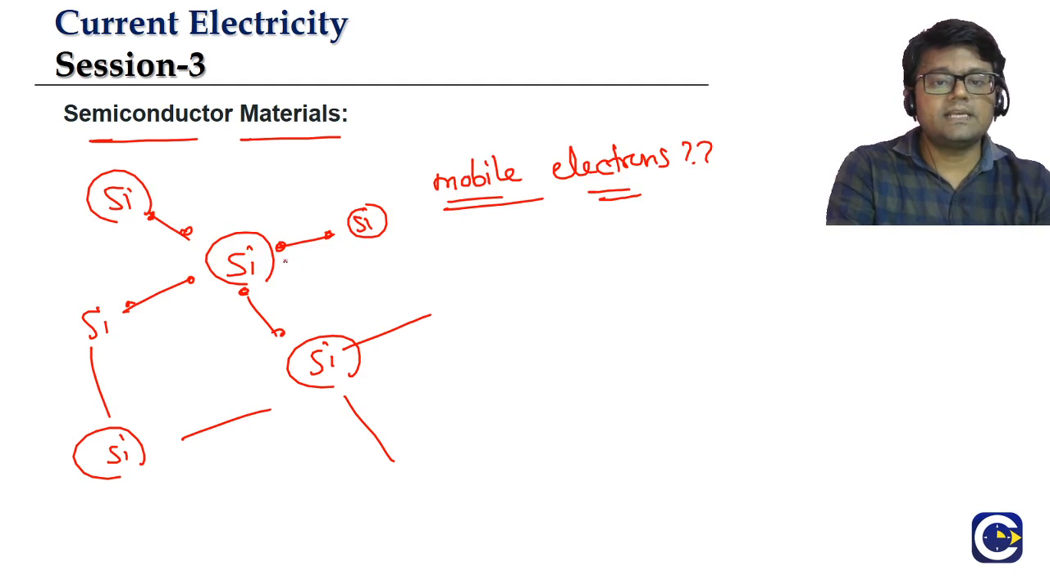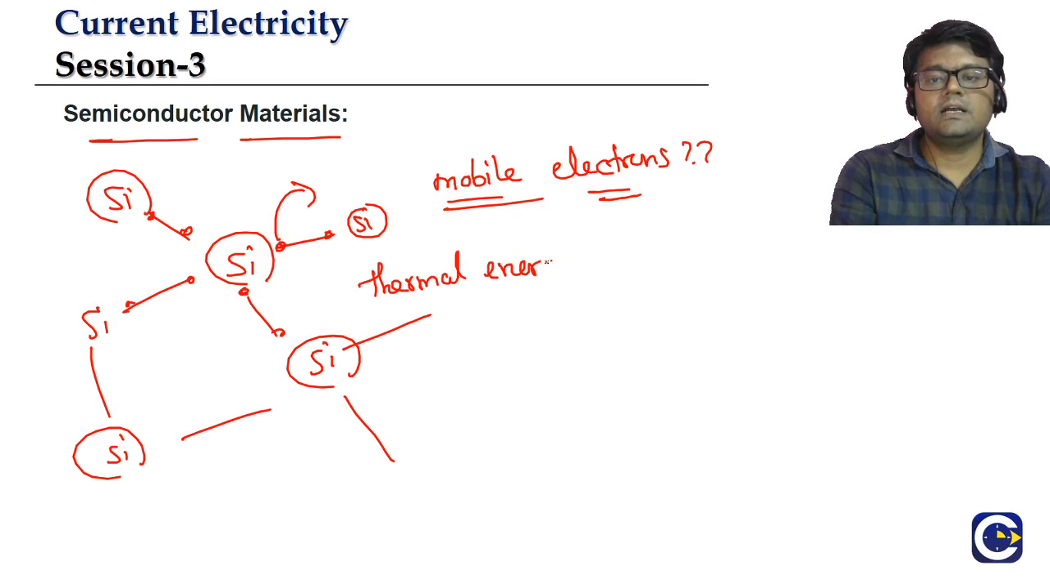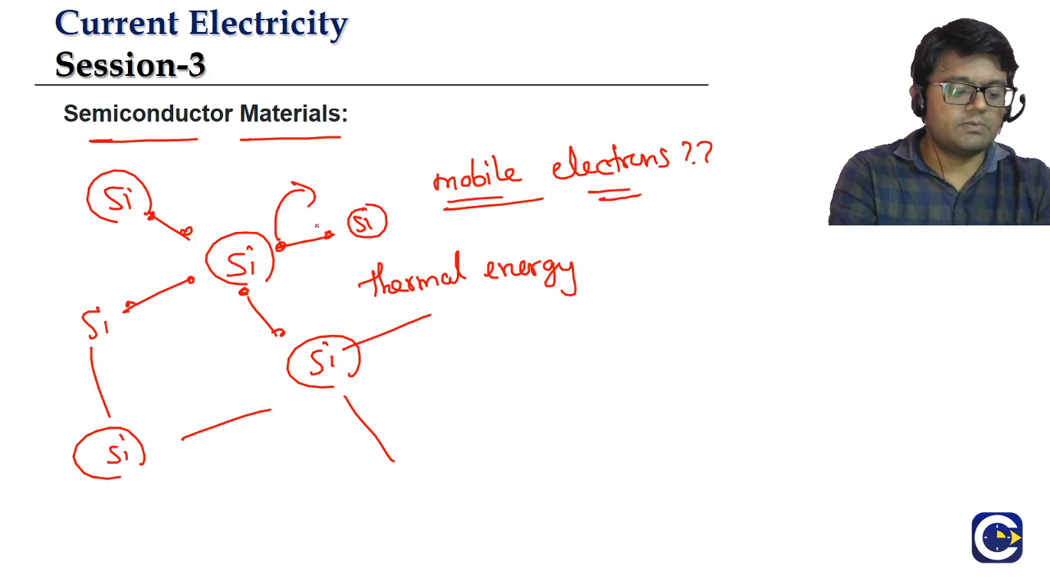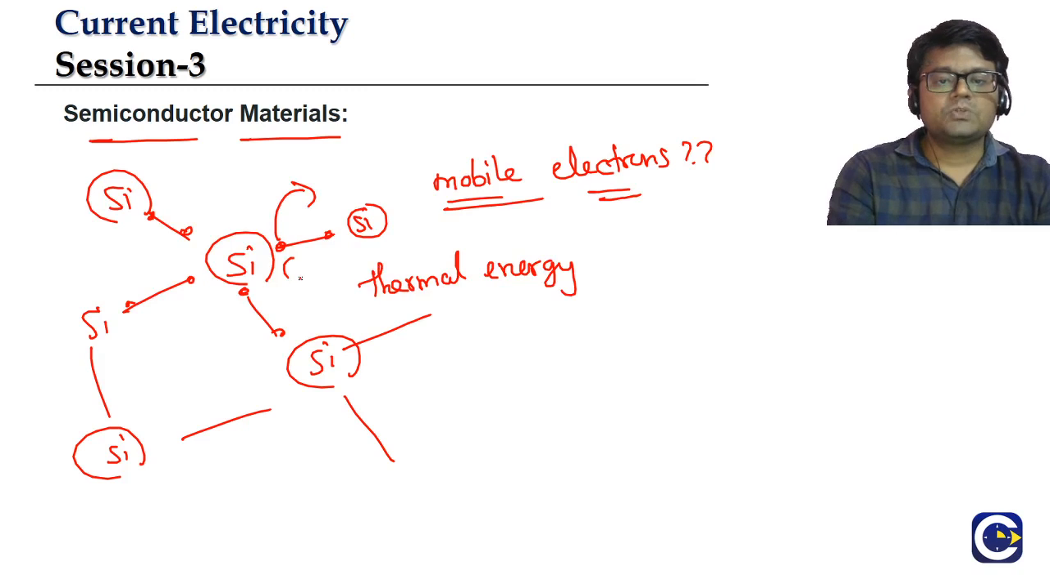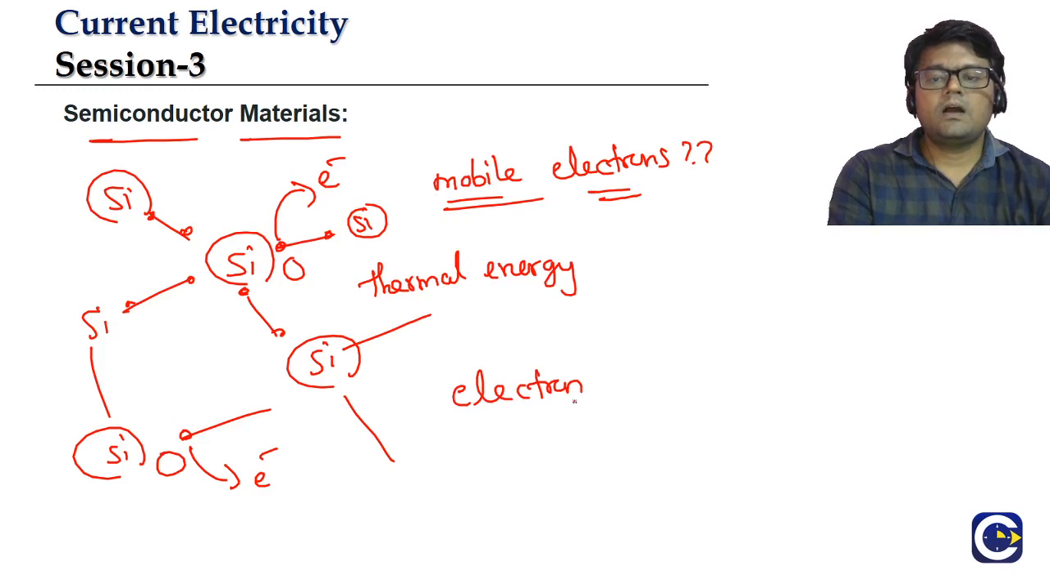What happens is some of these covalent bonds will be broken, because of the thermal energy. Some of the electrons in these covalent bonds will be able to come out. And when they come out, they leave behind a gap. One electron comes out, which means there will be a gap. Let us say here also an electron is coming out, which means there will be a gap. So in semiconductors we will have electron and hole pairs.